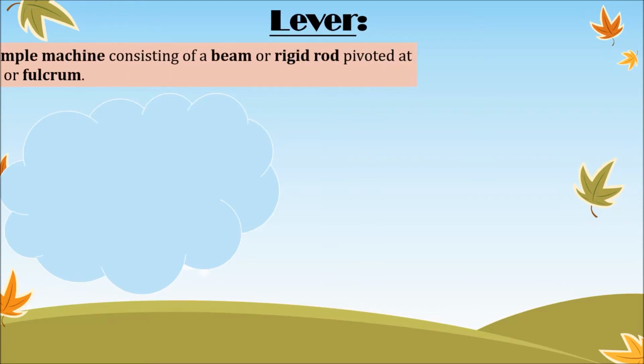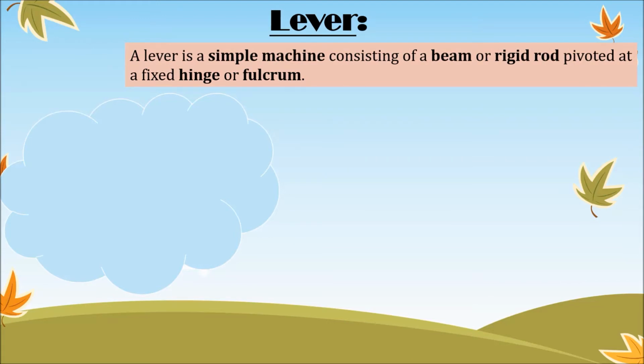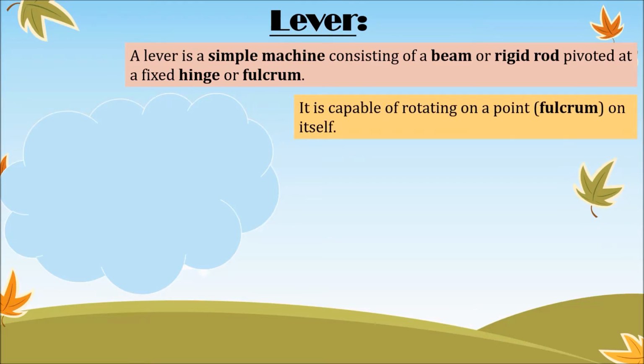Now let's discuss about a simple machine in which the principle of moments is applied. It is called lever. A lever is a simple machine consisting of a beam or rigid rod pivoted at a fixed hinge or fulcrum. It is capable of rotating on a point on itself.